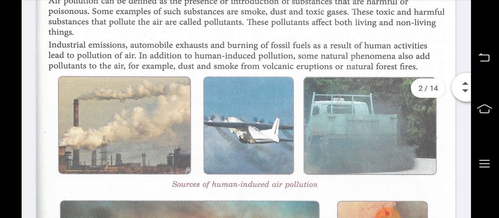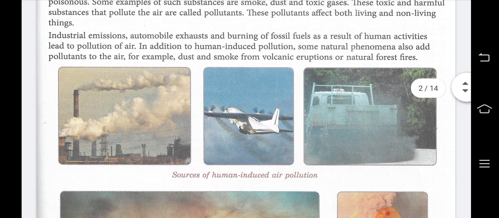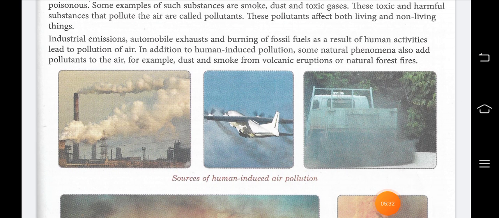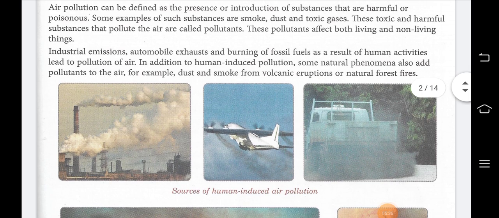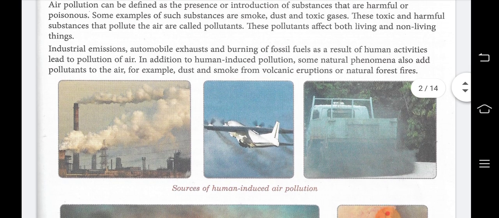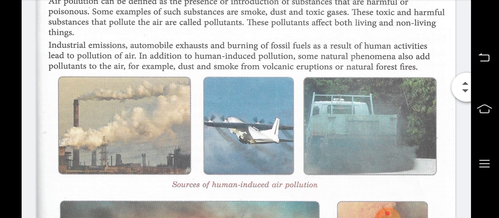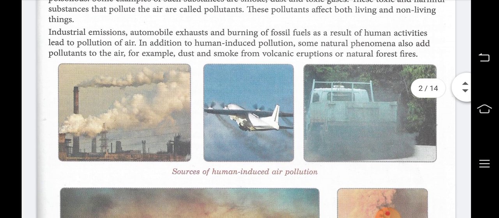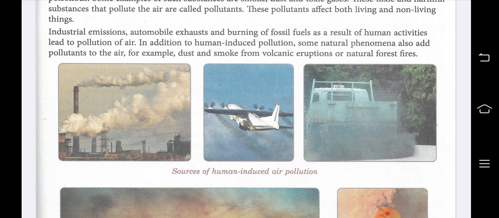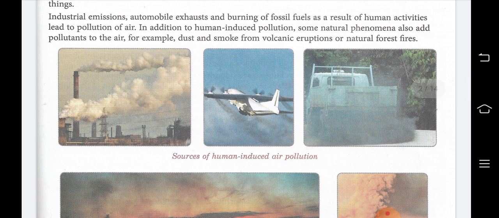These pollutants affect both living and non-living things. Mainly, human activities are responsible for this pollution. Industrial emission, automobile exhaust, burning of fossil fuel, all these release harmful gases in the air, which causes pollution. In addition to human induced pollution, some natural phenomena are also causing pollution of the air.